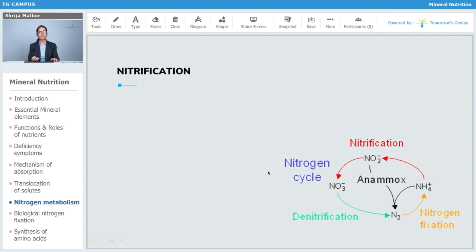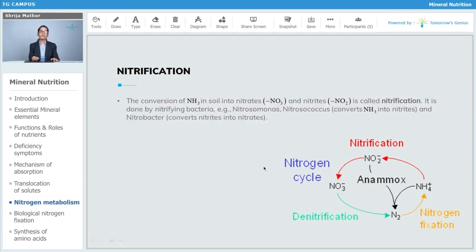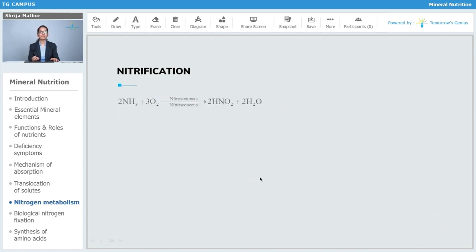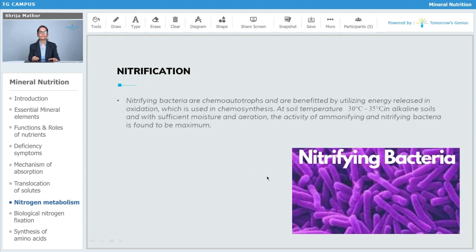So nitrification, what is it? The conversion of this ammonia in the soil into the nitrites and the nitrates is called nitrification. This is done by the nitrifying bacteria. What are those? Nitrosomonas, Nitrosococcus. They convert the ammonia into the nitrites, and Nitrobacter converts these nitrites into nitrates. Like this, Nitrosomonas and Nitrosococcus are converting the ammonia, and this is Nitrobacter converting again these nitrites into nitrates.